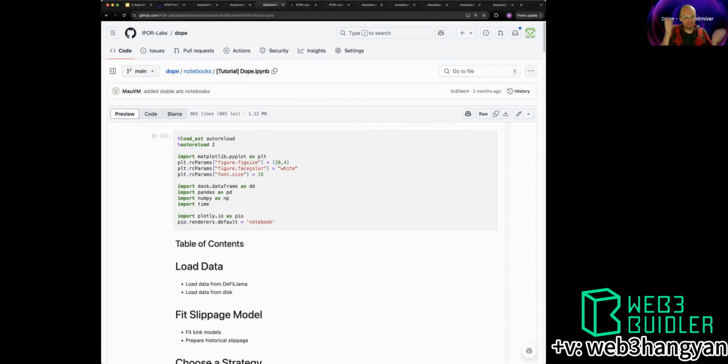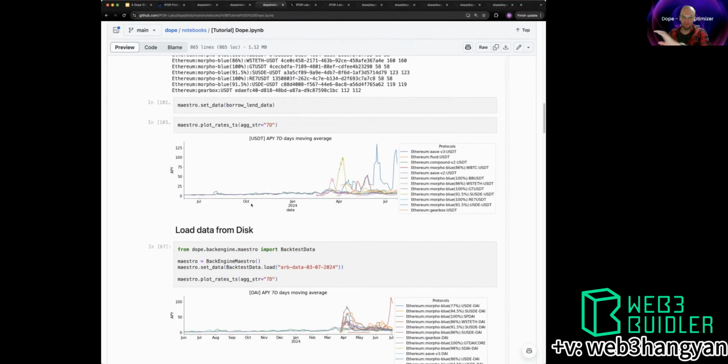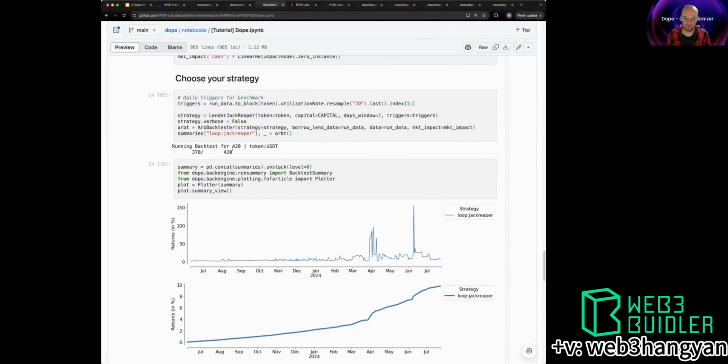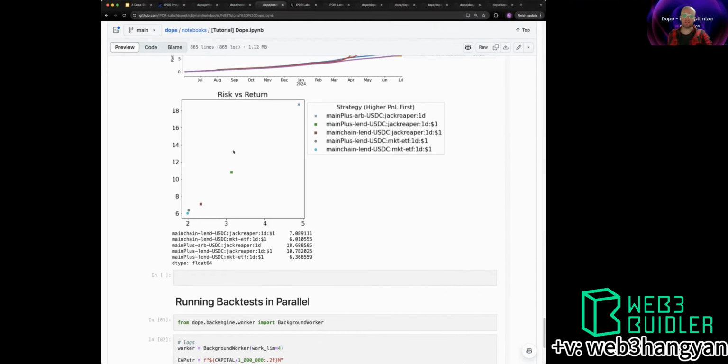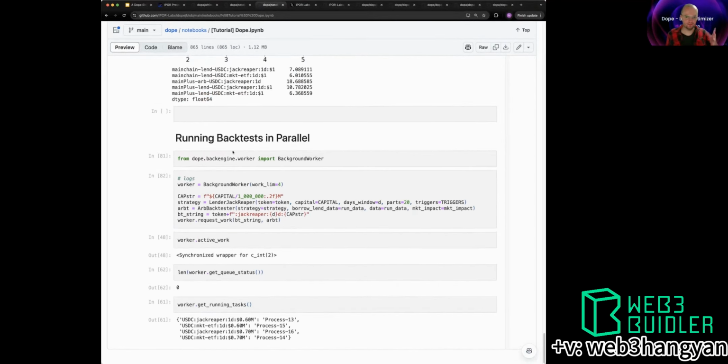Another one is the DOPE notebook itself. It goes through all the details: download data, market models with different slippages, backtests. Then two things here: how do I combine backtests together later to do the analysis? And if you want to do thousands, you can do that in parallel as well.